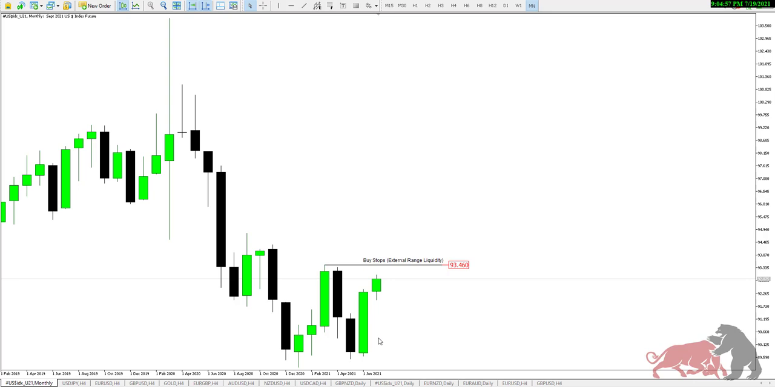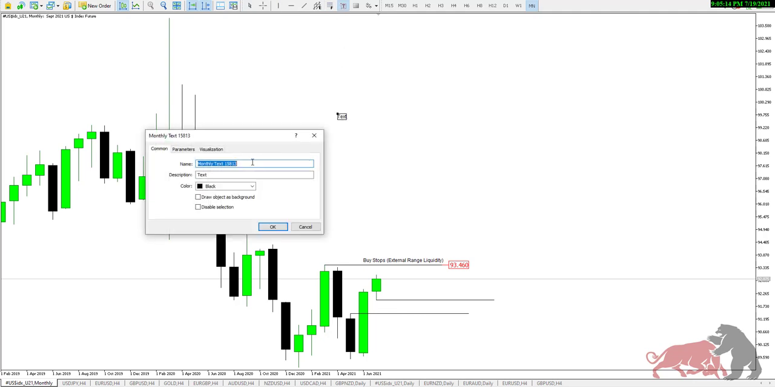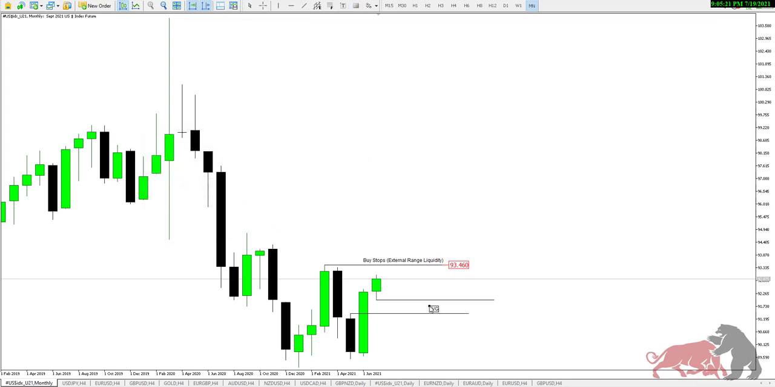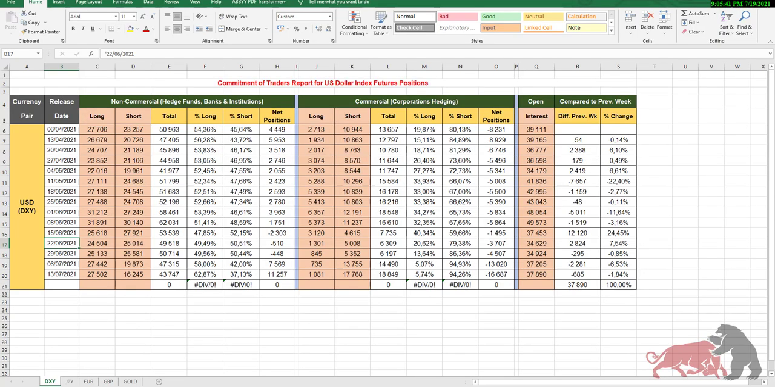Now, when we also look at the price action, we can see we've got a fair value gap right down here, between the current low and May's high. That makes much of June's price range a liquidity void. Now, that's also important to take note of, because we've got internal range liquidity in the form of sell stops below 91.40.